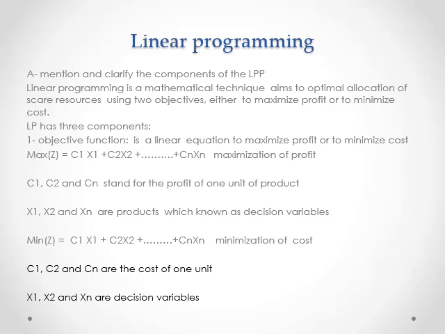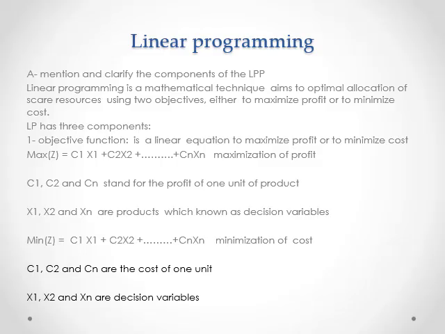The first component is objective function اللي هي دالة الهدف. Let's define what do we mean by objective function. Objective function is a linear equation to maximize profit or to minimize cost. يعني as we mentioned before, linear programming has two goals اللي عندها هدفين: تعظيم الربح أو تدنئة التكاليف.